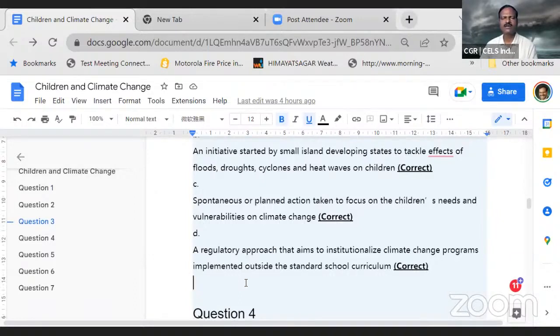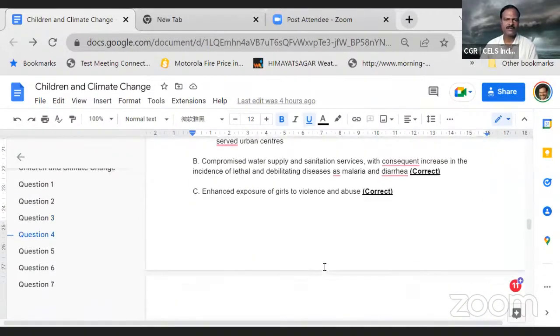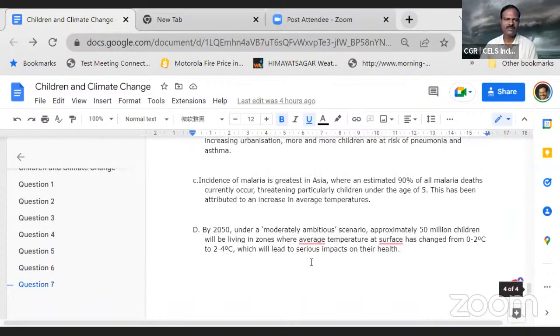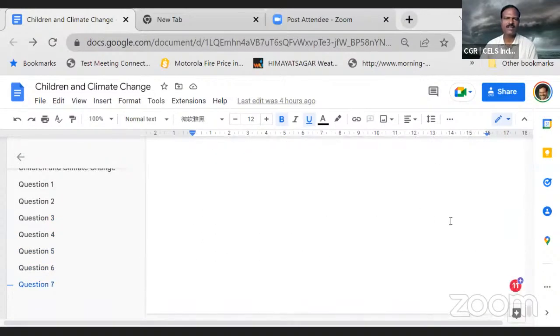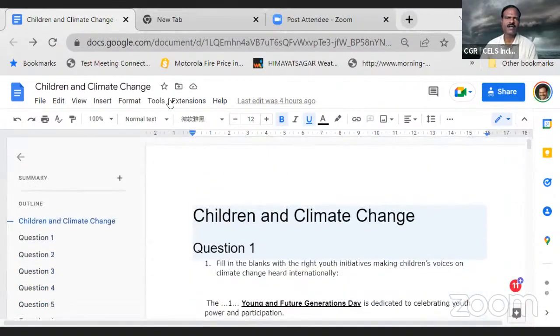But I mean, passing is a beginning for you, because tomorrow if somebody asks you, do you know, you got a certificate on children and climate change? Do you know anything? Then you need to respond. Your certificate is not going to answer. So as a person, you should be knowledgeable, and so all the questions and answers are given. I'm sure you can go through this link which is already provided, and you will pass.